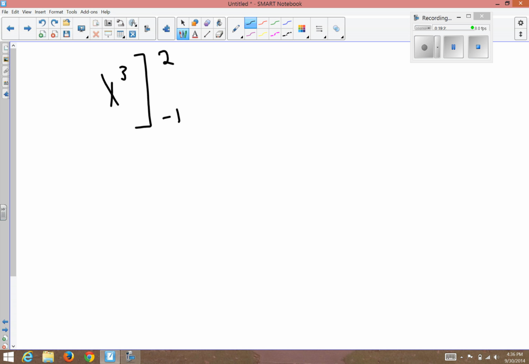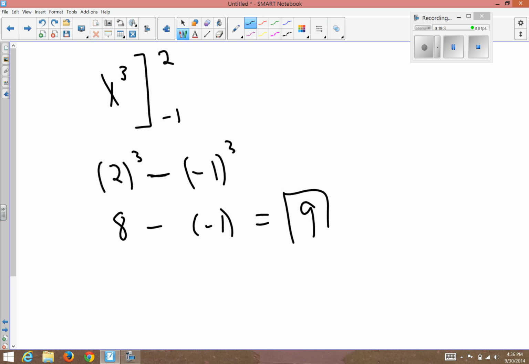This tells me to replace x with 2. Replace x with negative 1, subtraction between them. So we have 8 minus negative 1. Final answer is 9. That was number 24. Let's do number 26.